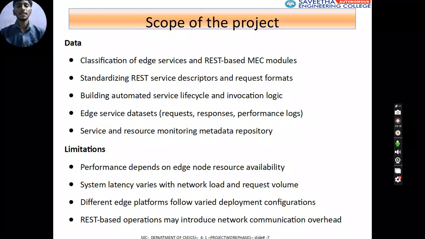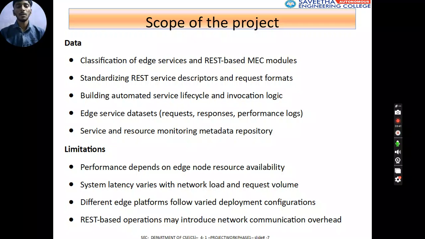The edge services and the REST-based modules are classified based on the REST service descriptors, and we are also building automated service lifecycle and invocation logic in our project. Edge service datasets include request, response, and performance logs.